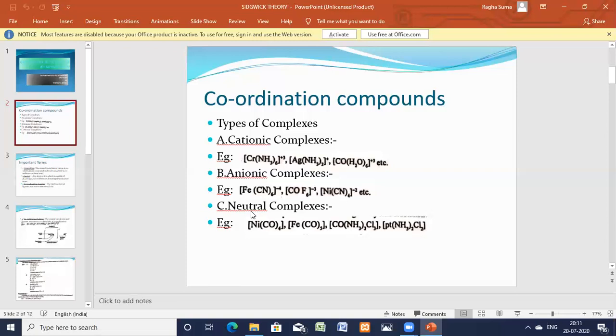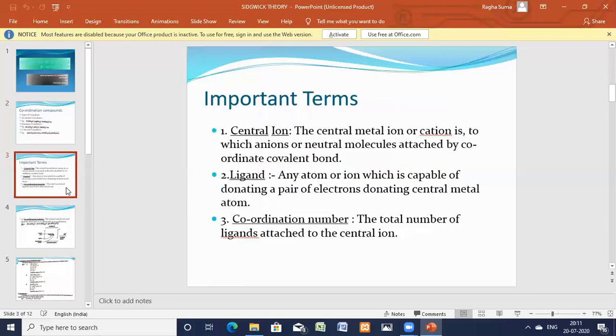Now before explaining the Sidgwick theory, I'm just giving you the important terms. So first let me see the important terms involved in the coordination compounds or complex compounds. The first one, you can see the central metal ion. The central metal ion is the one which is in the center of the complex, and where the anions or the neutral molecules are attached by the coordinate covalent bond or the dative bond. It is given by the arrow mark. That is nothing but a central metal ion.